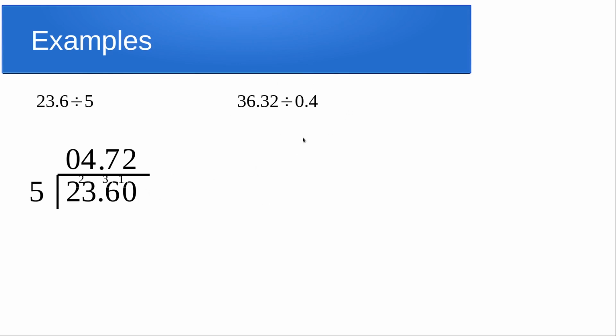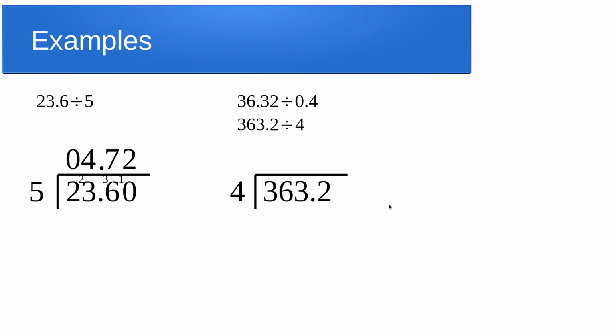Now let's look at this one. I said we can only divide by an integer. Well, what we do to help us deal with that is we multiply both these numbers by 10. So if we multiply 36.32 by 10, we get 363.2, and if we multiply 0.4 by 10, we get 4. So effectively the decimal points get moved in such a way that we end up with a whole number here. It doesn't matter whether this is whole or not, just like it didn't here. So this is the question we're going to work out because it will give exactly the same answer.